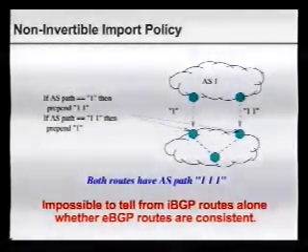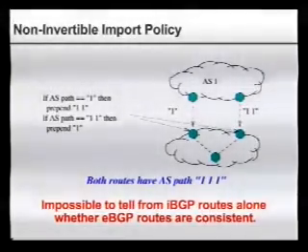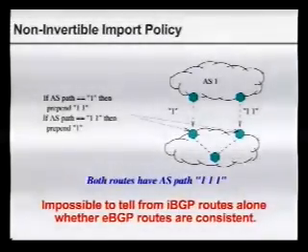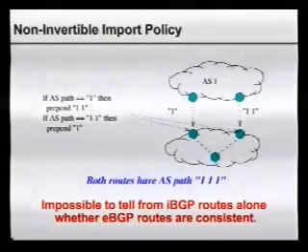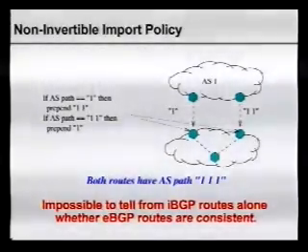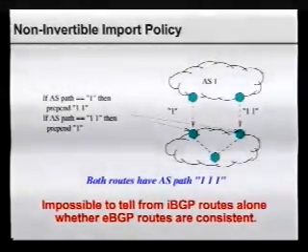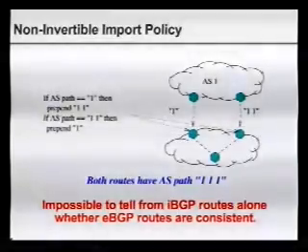And I could flip-flop these, and they might also be both AS path length of 2, or they might also both be AS path length of 1. There's absolutely no way to tell, because my import policy has done something that doesn't allow me to reverse it based solely on what I see in the iBGP routes.